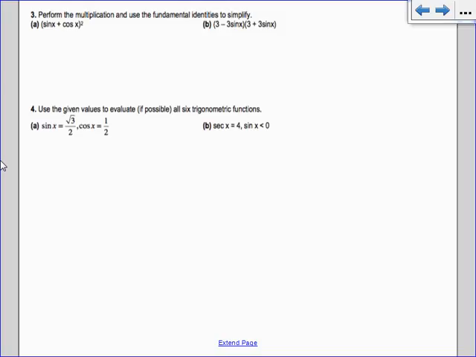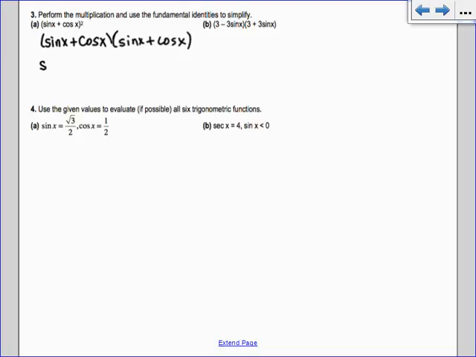All right, so number 3 says perform the multiplication and use the fundamental identities to simplify. So we can't just bring the square in. Remember, I called that the freshman dream before. We actually have to multiply it out and FOIL it out, right? Oops, I don't know why I did cosine there. So we're going to have sine of x plus cosine of x.